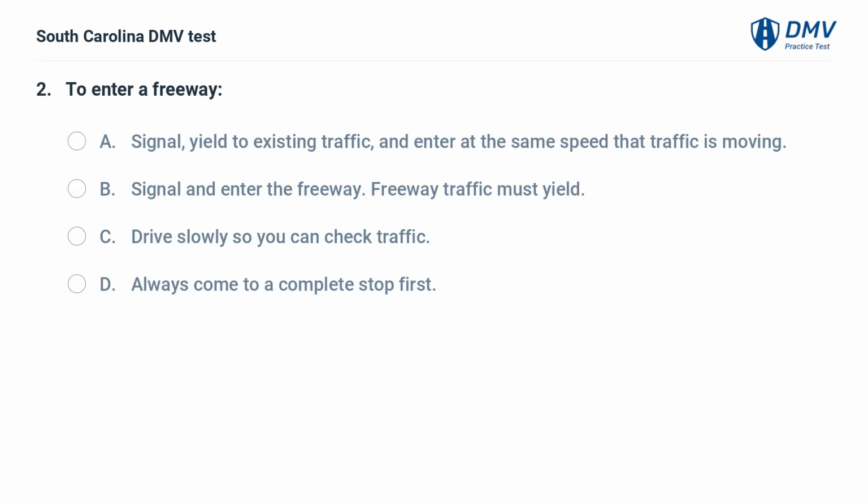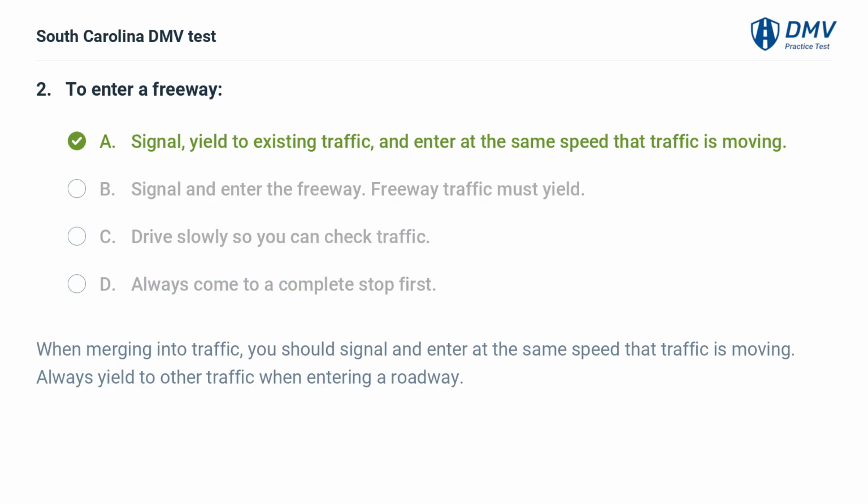To enter a freeway. A. Signal, yield to existing traffic, and enter at the same speed that traffic is moving. B. Signal and enter the freeway. Freeway traffic must yield. C. Drive slowly so you can check traffic. D. Always come to a complete stop first.